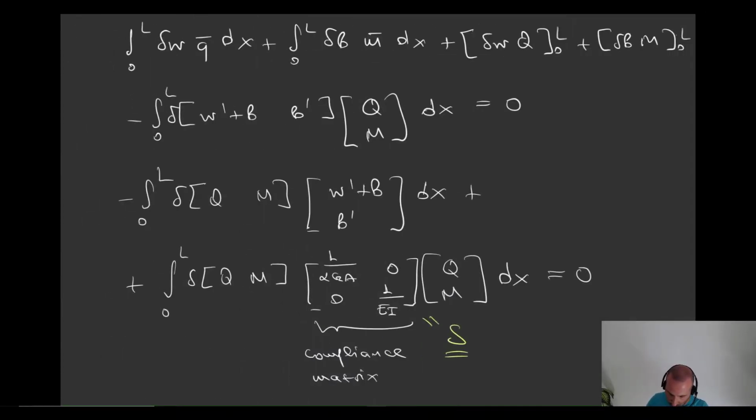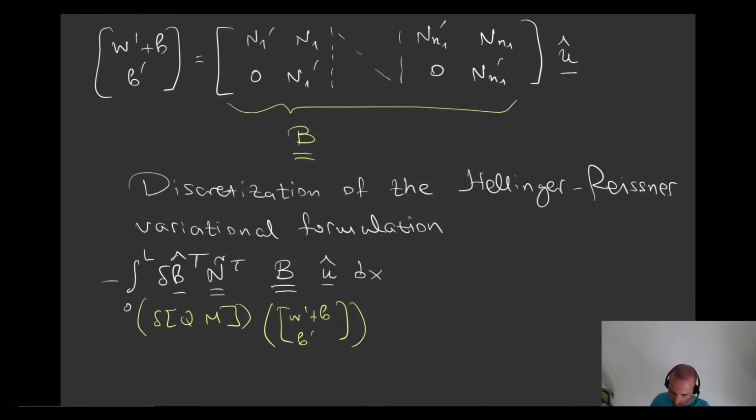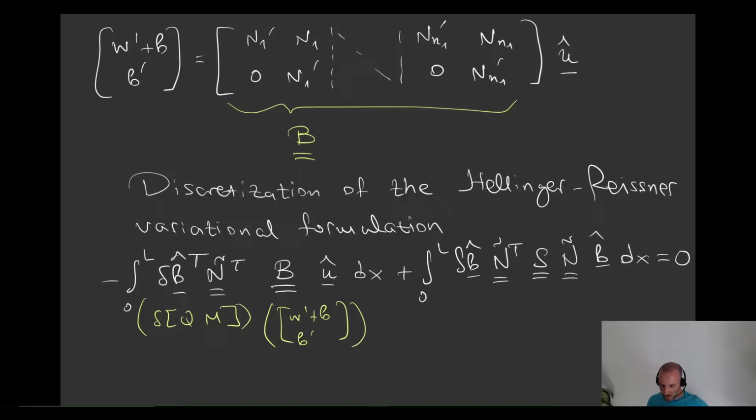And now for the second part, we talk about that one here. So this is a plus here. Okay, so this is going to be, and I hope I don't have any mistake, plus integral from 0 to L, delta beta underlined hat times N tilde transpose times the compliance matrix times N tilde without a transpose times beta, the unknowns that we are seeking for the secondary unknowns, dx, and all this has to be equal to 0.